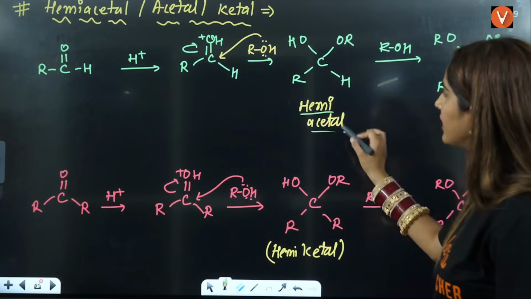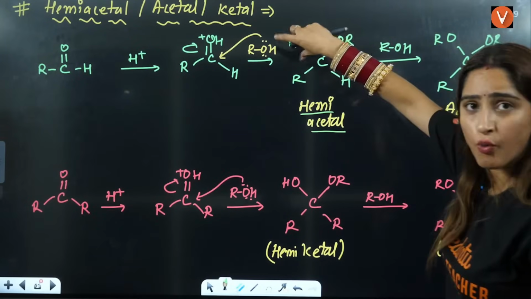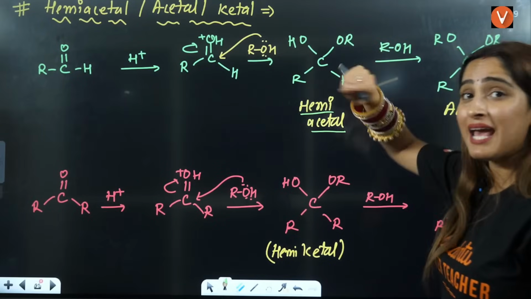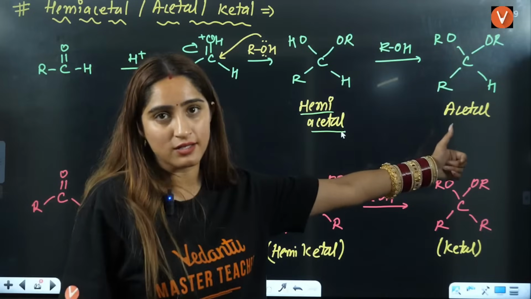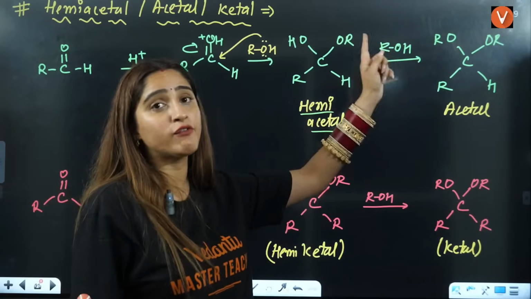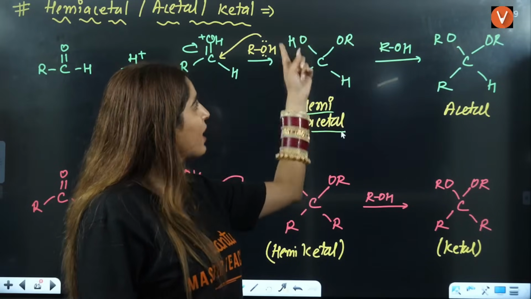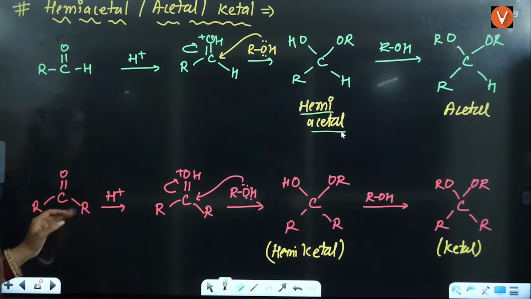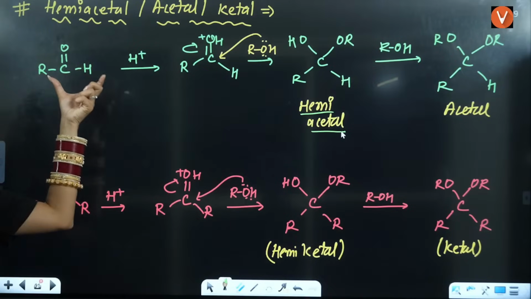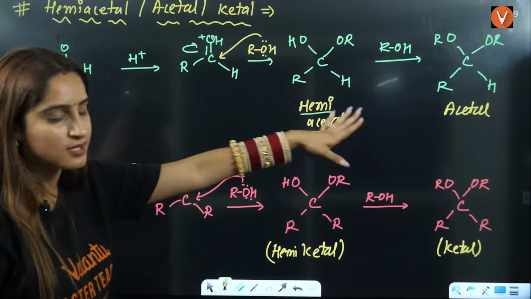So hemiacetal is when on the carbon one is OH, one group is OR. But acetal is when on the carbon both the groups are OR, that is called acetal. If you further give it one more ROH, then this OH is converted to OR, that is acetal. Talking about this, this is from aldehyde, you get acetal and hemiacetal.